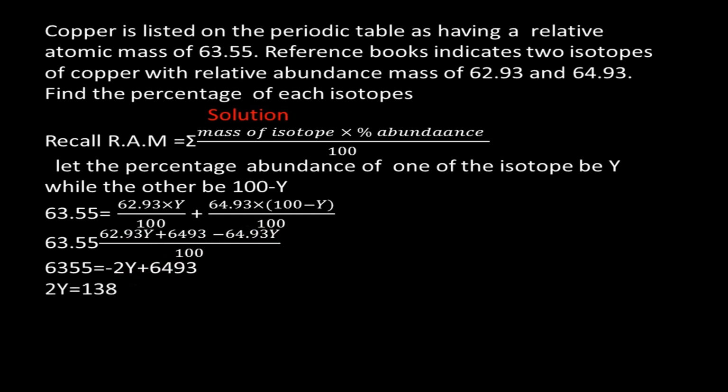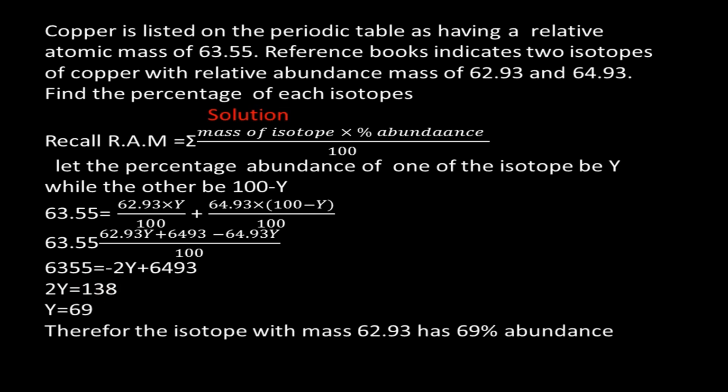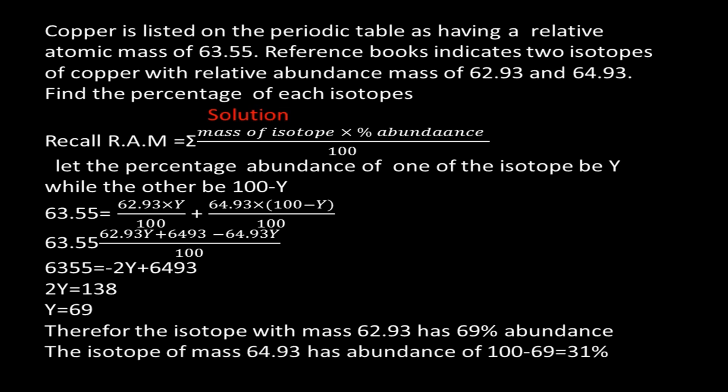Collecting like terms, 2Y equal to 138. So we divide by 2. Y equal to 69. So the percentage abundance of one of the isotopes is 69 and the mass is 62.93. So therefore the isotope with mass of 62.93 has 69% abundance, while the other will be 100 minus 69, that is 31. So the percentage abundance of the mass of 64.93 equal to 31%.